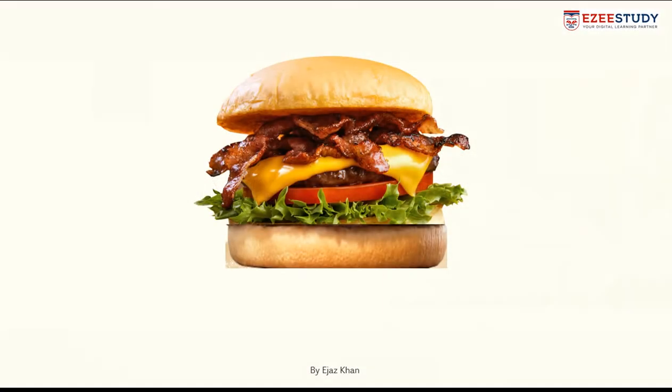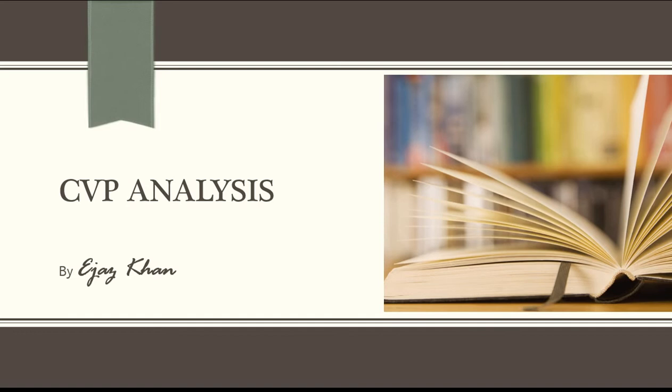Well, what is CVP analysis? CVP analysis is basically an analysis which analyzes the relationship between cost, volume, and profit. And this analysis is basically done to plan different activity levels of the business. Let's try to understand this with the help of an example.